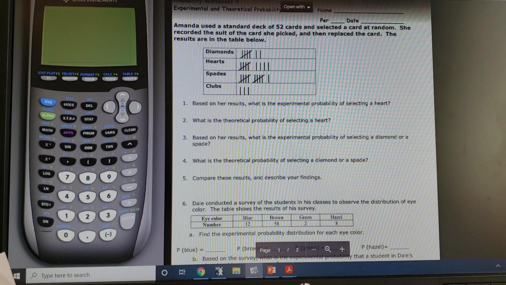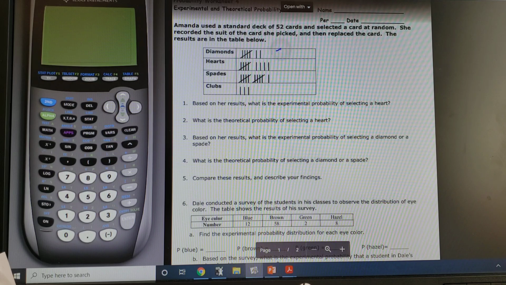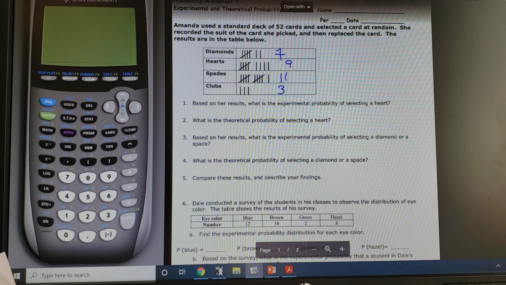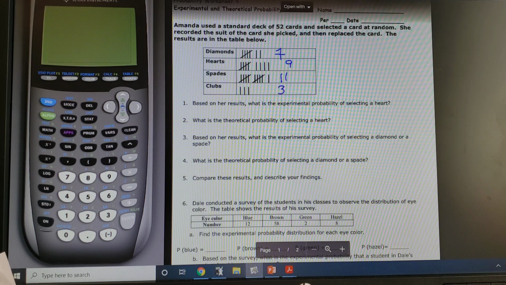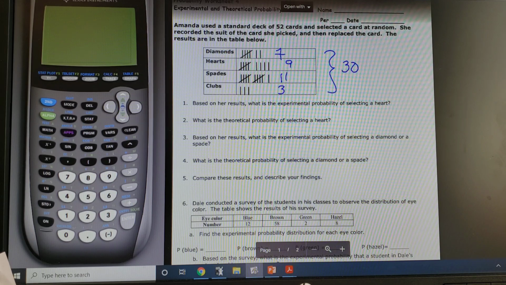Hold on. Jared, how many diamonds were there? Yep, there were 7. Very good. Hearts? 9. 11 spades. Yep. 3 clubs. And so then you said there were 30 altogether? Yeah, there were. Very good, because 9 and 11 is 20, 7 and 3 is 10, 20 and 10 is 30.